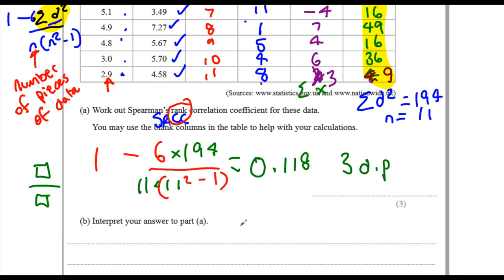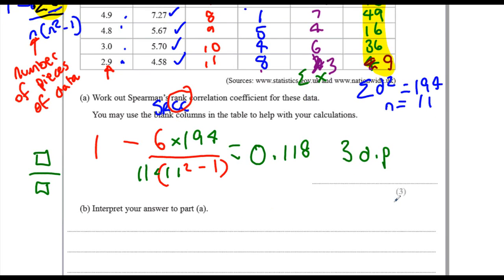Okay, 3 marks. Interpret your answer to part A. Well, let me tell you about Spearman's rank. What Spearman's rank does is it gives you a number between -1 and 1, okay, with 0 being in the middle. If your number is close to -1, it means that your values are ranked the other way round. Okay, so a big one might correspond to a small one. If it's close to 0, there's no correlation between the two. And if it's close to 1, there's positive correlation, which means the bigger ones tie up with the bigger ones and the smaller ones tie up with the smaller ones.